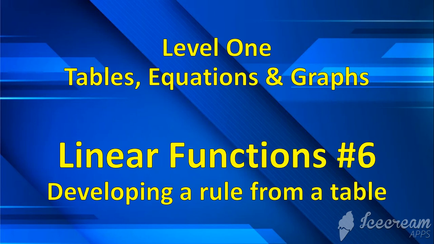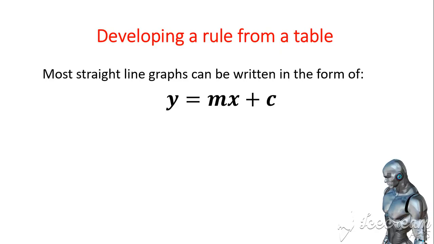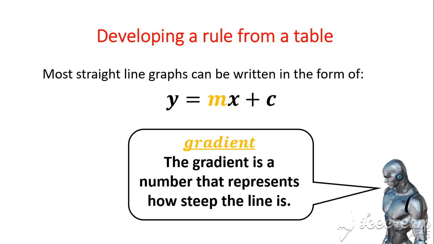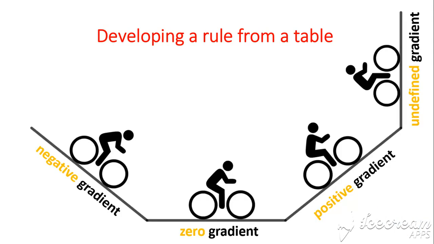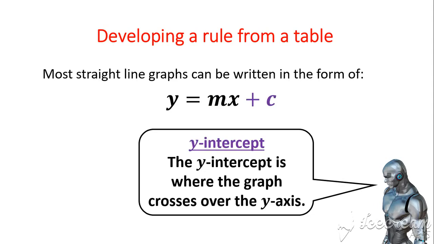To our next level 1 tables, equations and graphs video. We continue talking linear functions, and in this video we're going to look at how to develop a rule from a table. Now we know most straight line graphs can be written in the form of y equal to mx plus c. M is a number called the gradient. It represents how steep the line is, and we've got negative, 0, positive and undefined gradients. And c is what we call the y-intercept, the value of where the graph crosses over the y-axis.